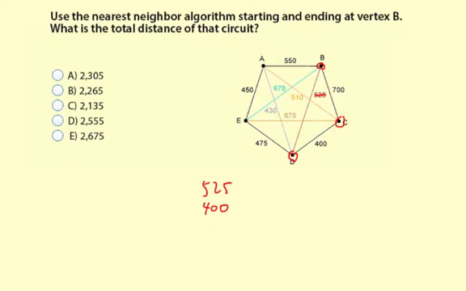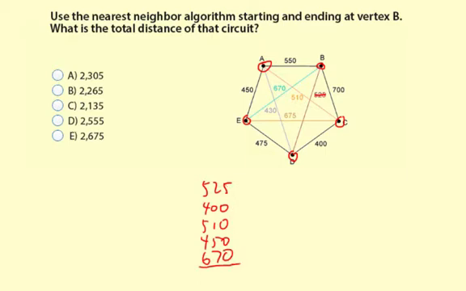And then from C, there are two possible choices left, either 510 or 675. 510 is closer, that would be vertex A, so that would be 510. And then finally to vertex E, which is 450. Then you can't forget the return trip back to B. So from E to B, that is 670.